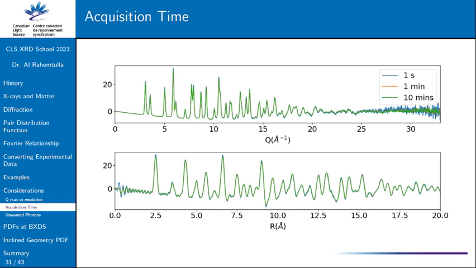Sometimes we also have to pay attention to acquisition time. And when your sample's good, you can get away with a lot less. But as you count shorter, you can get a lot more noise, especially out at high Q. And that can create some noise that you have to be mindful of.